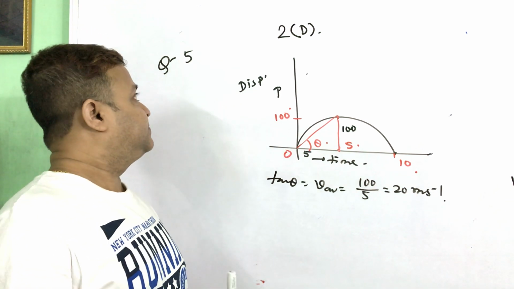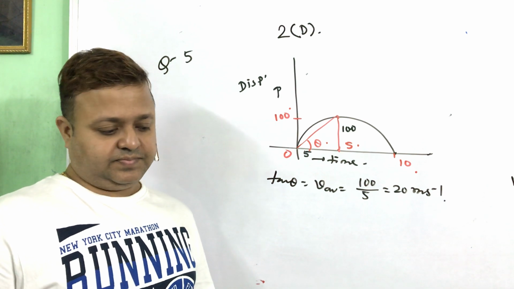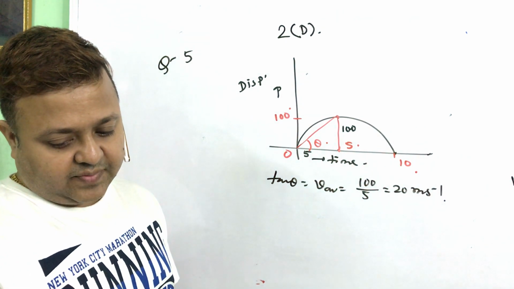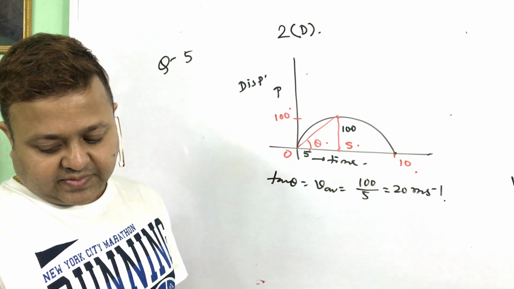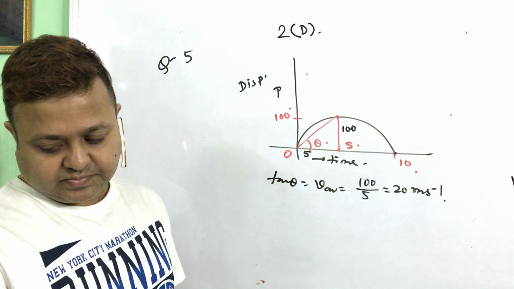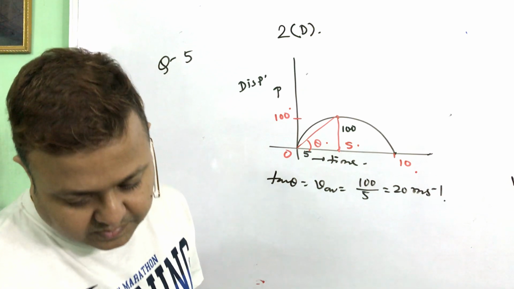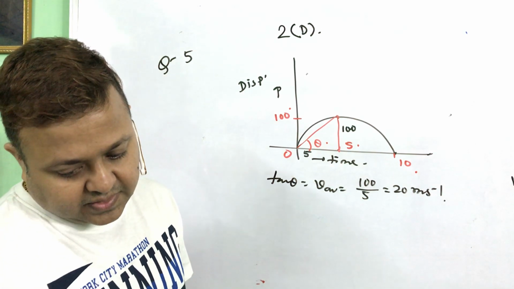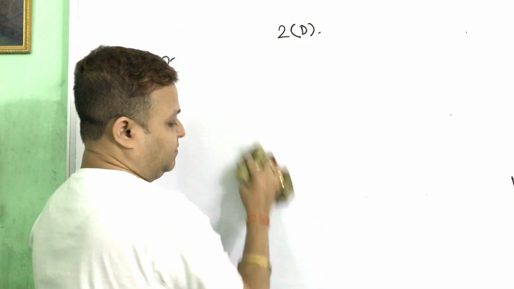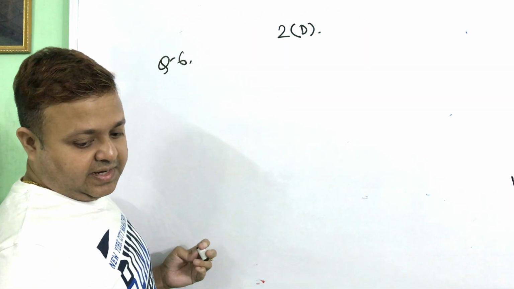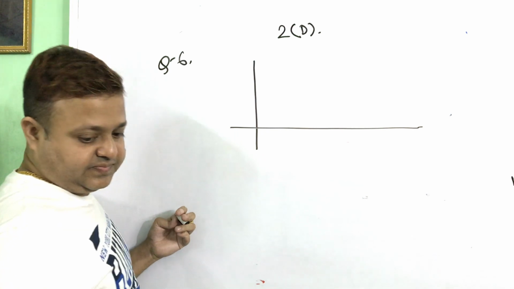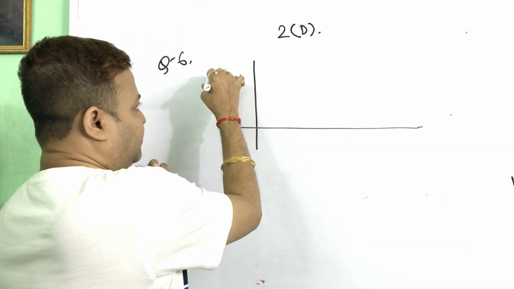Number 6. In the given position time graph, find the average velocity in the time interval t equal to t1 to t2 second. The curve comes back down at t2.